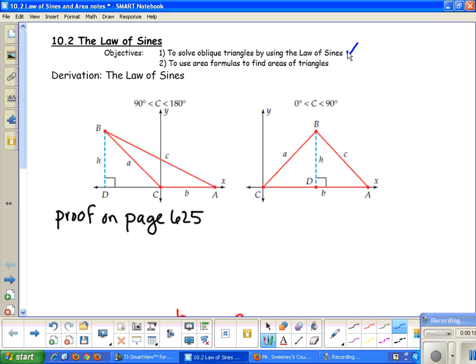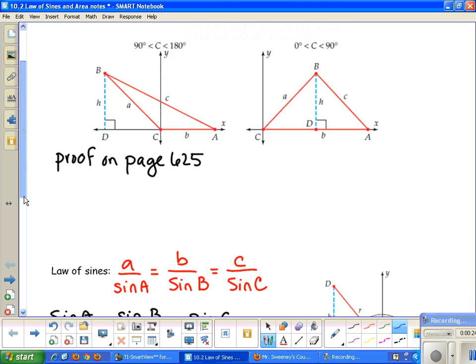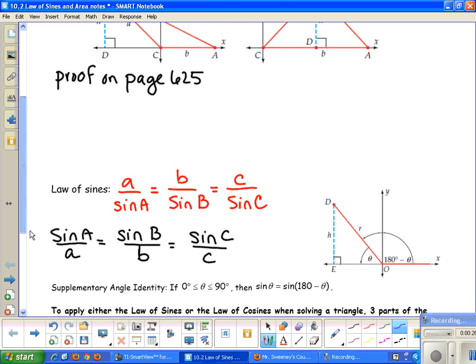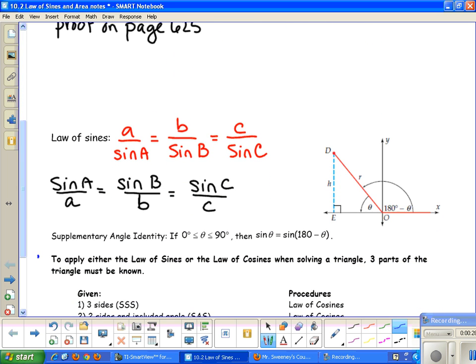Now, the derivation of the law of sines you can find in your book on page 625 if you want to go ahead and look at that, and we'll talk about it in class as well. But for right now, let's just go ahead and look at the equations that we have. For the law of sines, it's the ratio of the side to the sine of the angle opposite that side. So a over the sine of A is equal to b over the sine of B, which is equal to c over the sine of C.